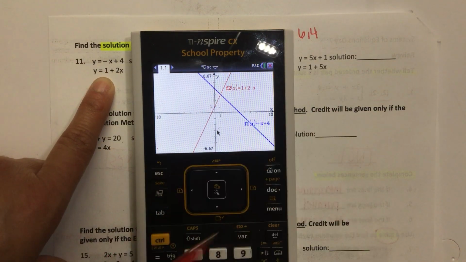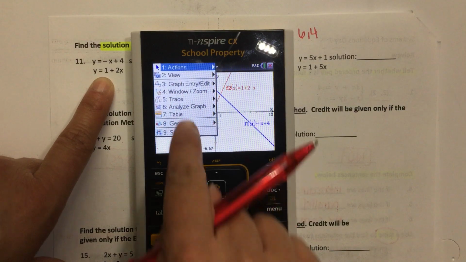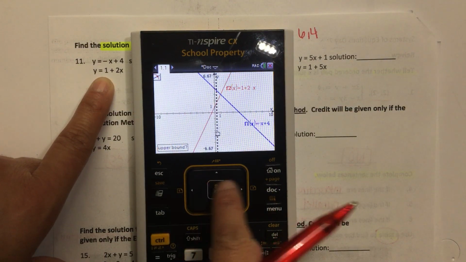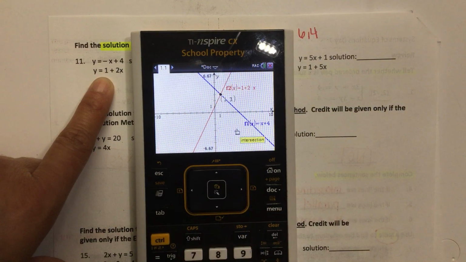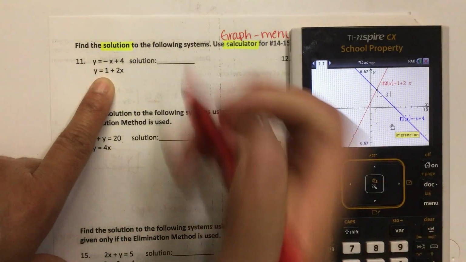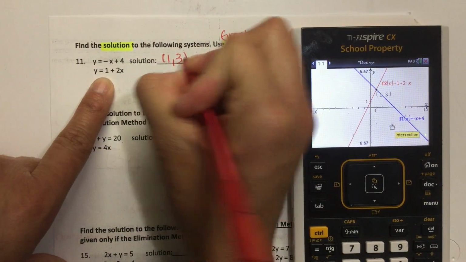Now I'm going to use the menu feature to find that intersection. Menu, 6 to analyze, 4 for intersection. Click once on the left, scroll over, and click once on the right. My point where they intersect is 1, 3, so that is your solution, 1, 3.